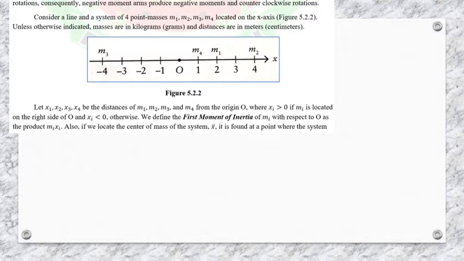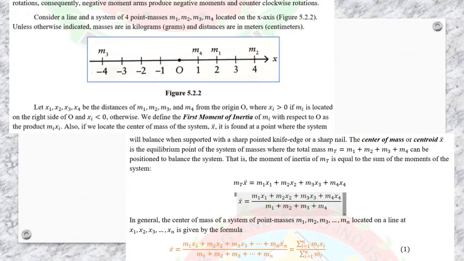We define the first moment of m sub i with respect to the origin O as the product of m sub i times x sub i. So ibig sabihin, mass times the distance. Also, if we locate the center of mass of the system, x bar, it is found at the point where the system will balance when supported with a sharp-pointed knife edge or sharp nail. Okay, so malalaman natin na balance na siya.